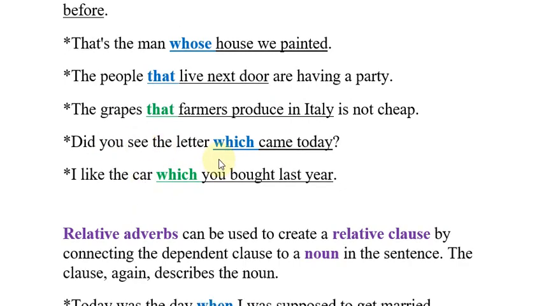Did you see the letter which came today? Which came today talks about the letter. Adjective clause. I like the car which you bought last year. Which you bought last year is an adjective clause. It comes back and talks about the car, the noun before it.